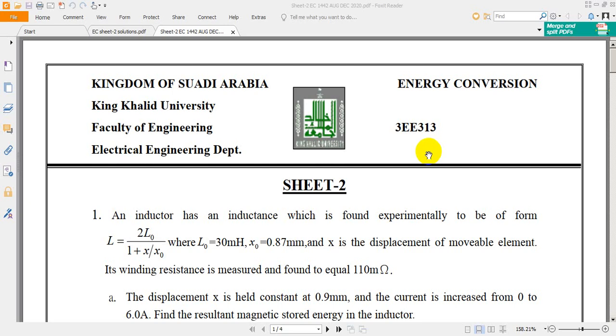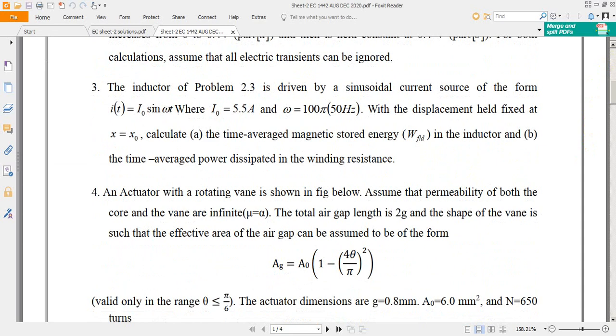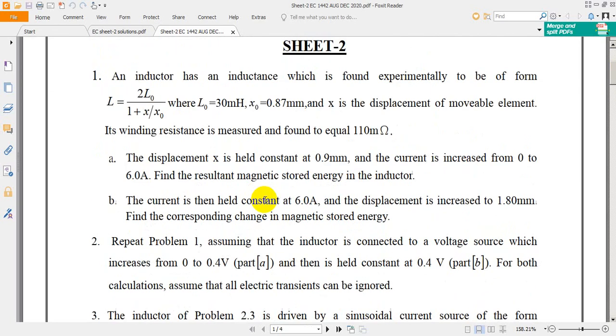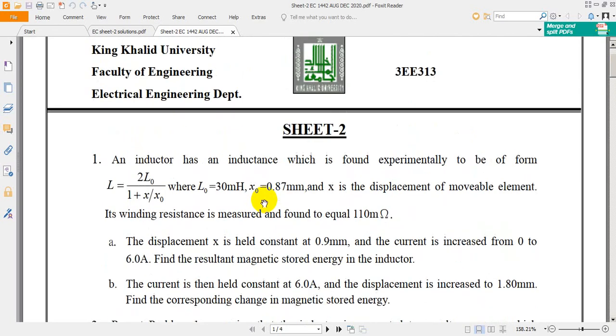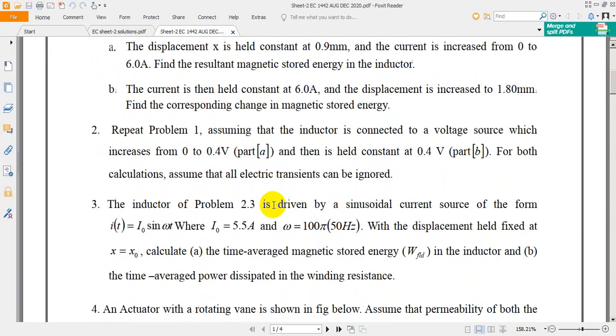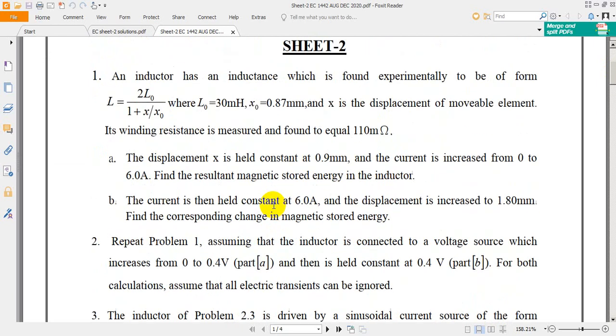Welcome to sheet 2, energy conversion. In this sheet we are going to study the basic problems related to inductive energy storage, and in this video we are going to solve 4 problems related to the magnetic stored energy in a magnetic circuit.